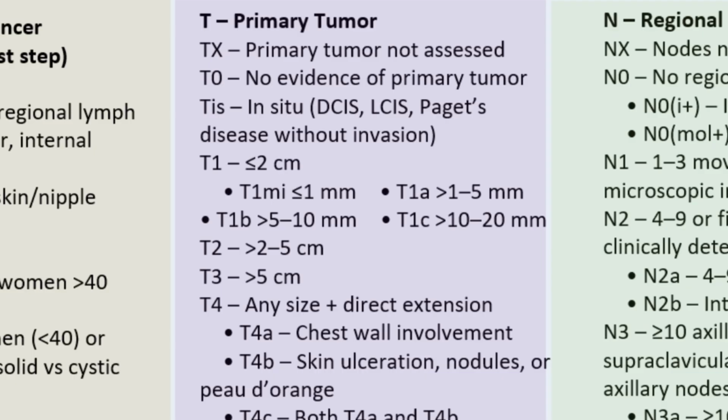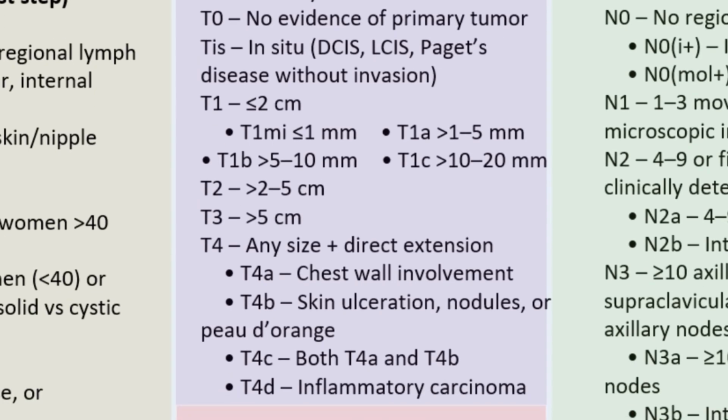Then we have the T1, whereby the tumor is less than 2 centimeters. We have the T2, where it's greater than 2 centimeters but less than 5. We have the T3 when it's greater than 5 centimeters, and the T4 when we have any extension to the chest wall or the skin. So when we have inflammatory carcinoma, it's always going to be T4.